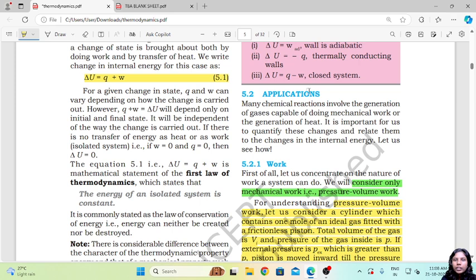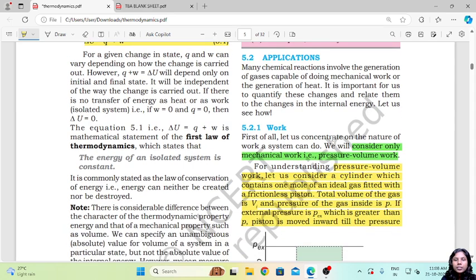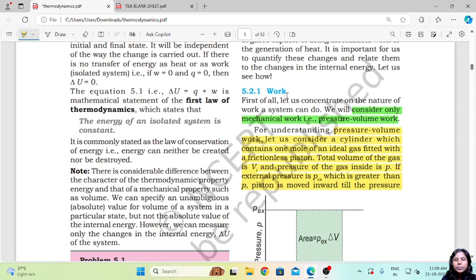Now many chemical reactions involve the generation of gases that are capable of doing some kind of mechanical work or even some kind of generation of heat. Now it is important for us to quantify these changes and relate them, that is, how these changes are associated with the internal energy. So now first application, let's begin with understanding the work that is being done.